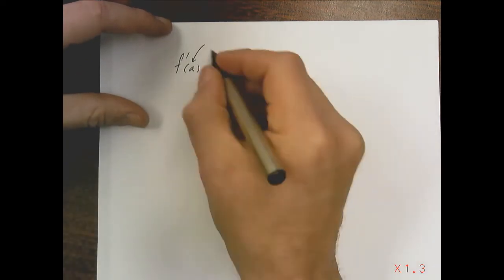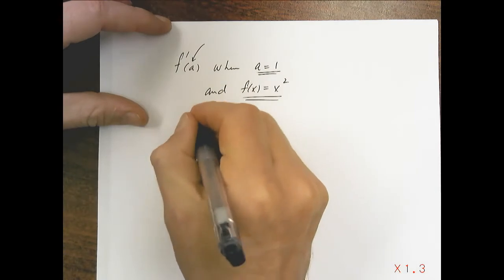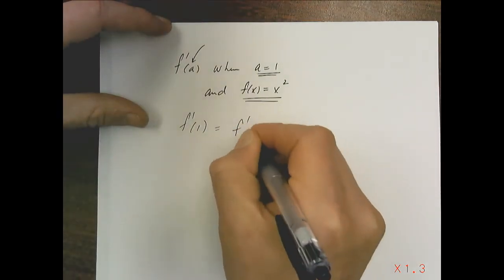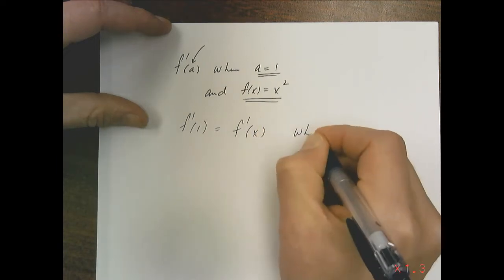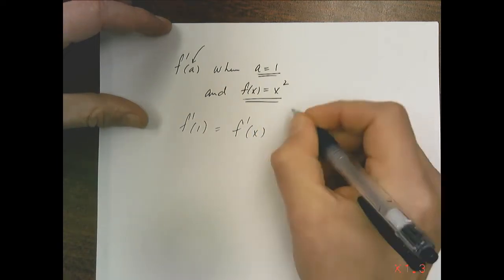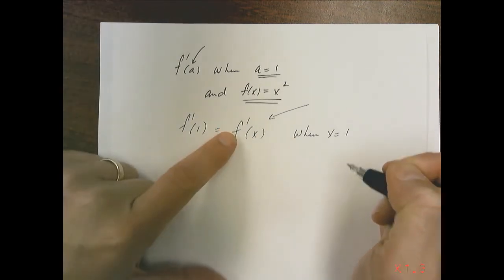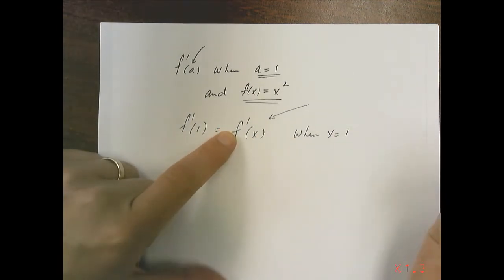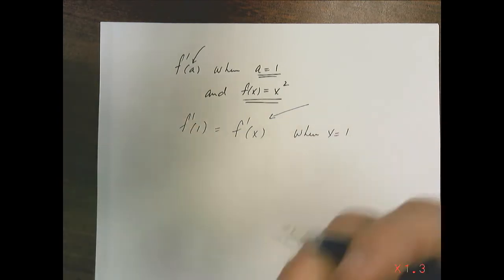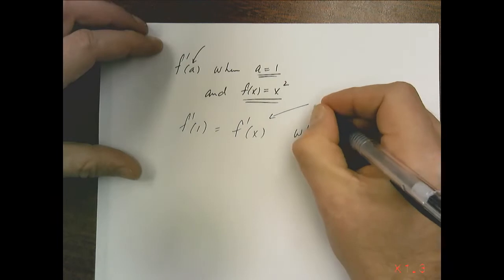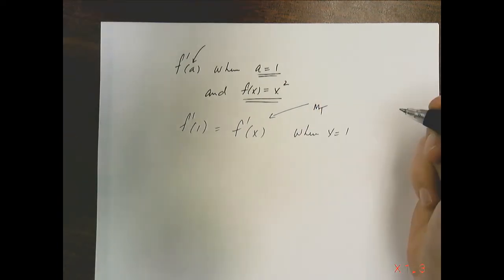We could have easily replaced this with, use a different color. This could have been f prime of 1, okay? And that would have been f prime of x when x equals 1. So what you're finding is the derivative of the function f when x equals 1. And as we know, that has a geometric significance. That's going to be the slope of the tangent to f of x at that point.